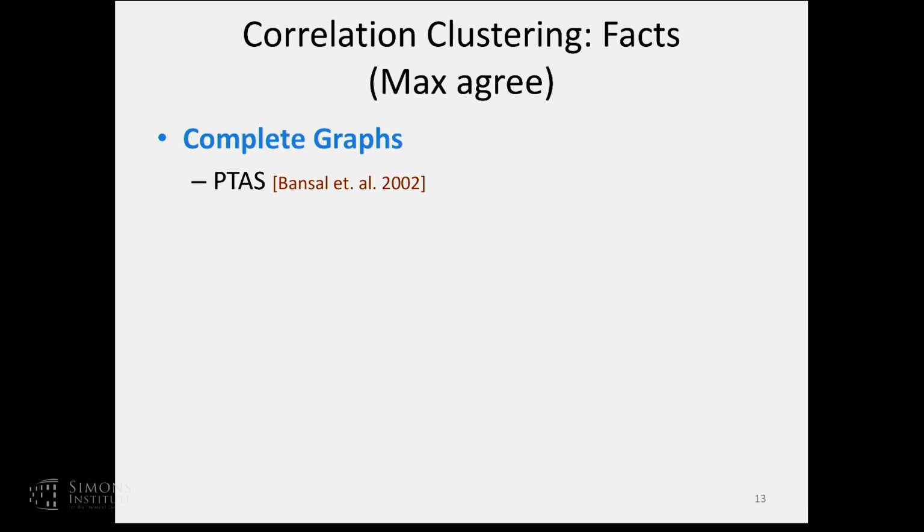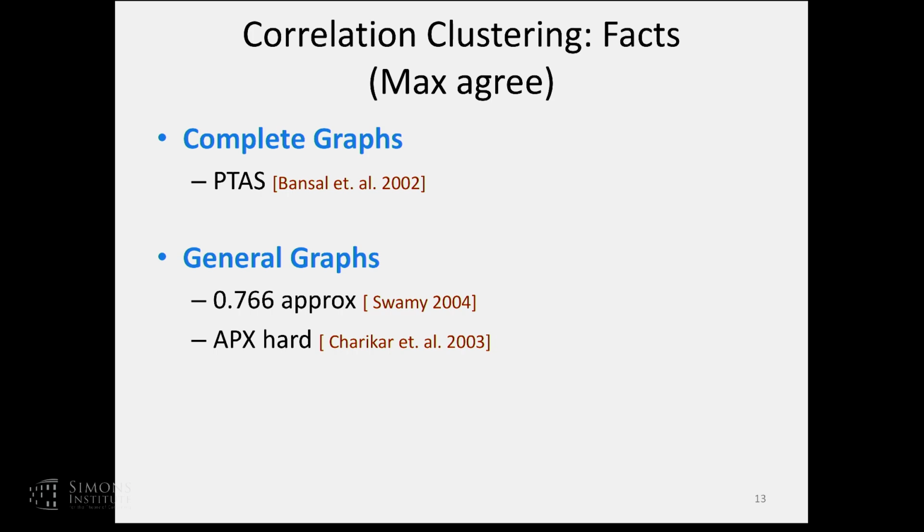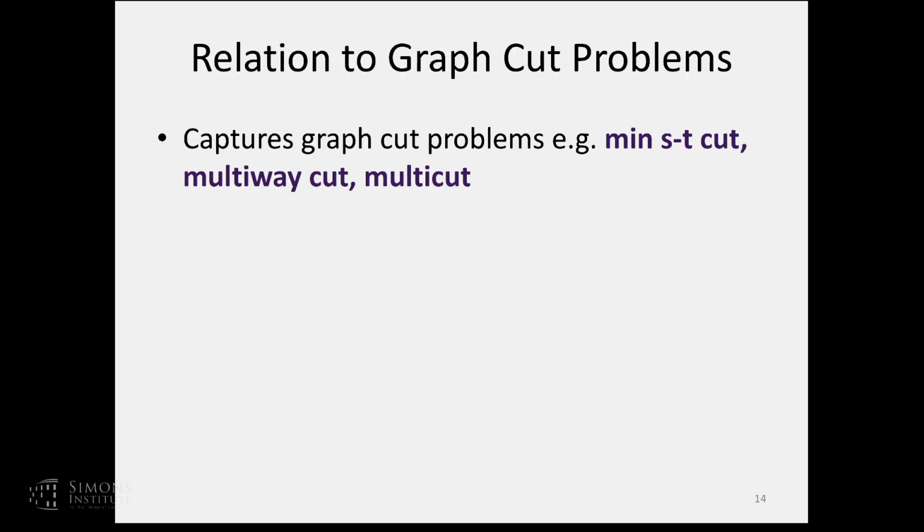I'm not going to be saying much about the maximizing agreement problem, but let me just tell you what the results are, for completeness. For complete graphs, there's a PTAS, again from the original paper of Bansal et al. For general graphs, there is a 0.766 approximation. This uses SDP random hyperplane rounding, a slight generalization of that. And it's also known to be APX-hard. So those are the results for correlation clustering.